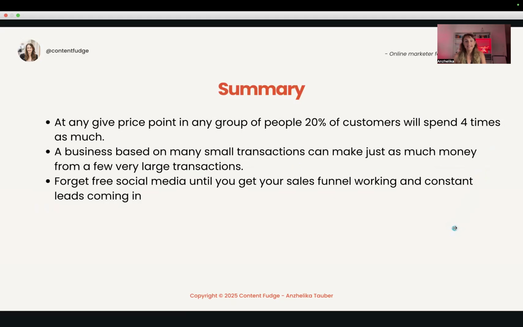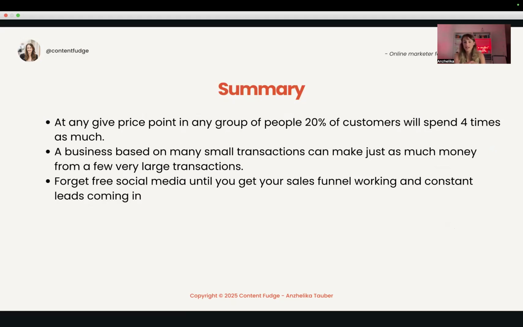So this brings me to the summary. At any given price point, at any given group, there is 20% of customers, of people who will spend 4 times as much. And a business based on many small transactions, let's say you're selling optimization of a CV, and it costs 100 euros, with just a few very large transactions, you can earn just as much money or more. And even if you're selling CV optimizations, in that group of people who have bought that, there is this 20% who will be willing to pay for more hands-on, personalized touch, where they can work with you, practice interviews, or whatever you can think of to include to increase the value of the whole thing.